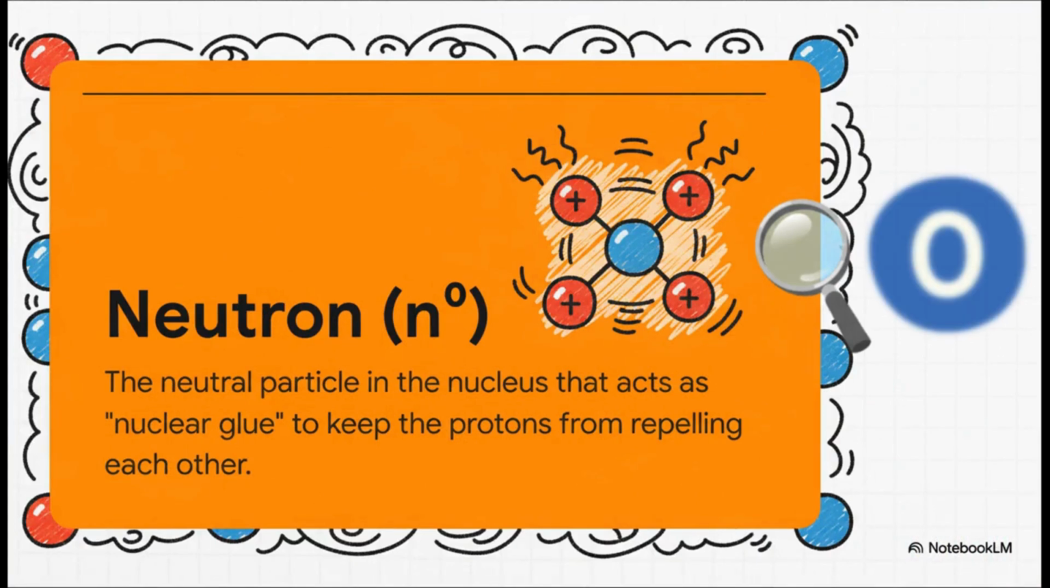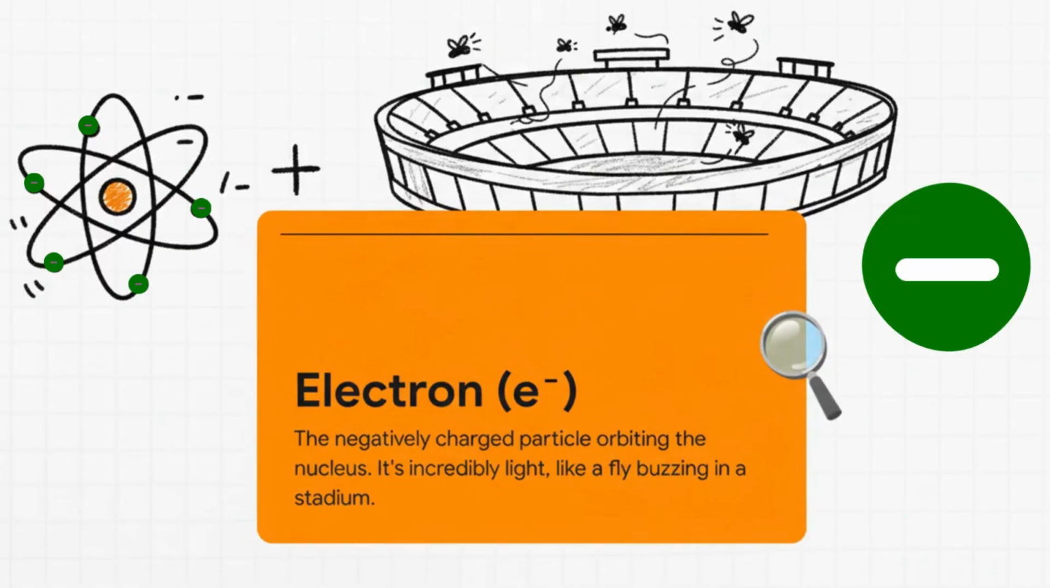Alright, next up is the neutron, the peacekeeper of the atom. Okay, think about this for a second. The nucleus is packed with all these protons, which are all positively charged. And what do particles with the same charge do? They repel. They want to fly away from each other. The neutron, with its neutral charge, slides in between them and acts like a buffer, like a kind of nuclear glue that holds the whole thing together. Pretty important job.